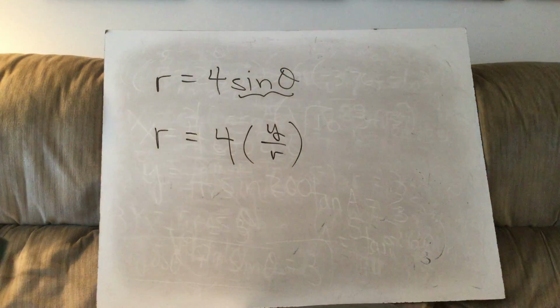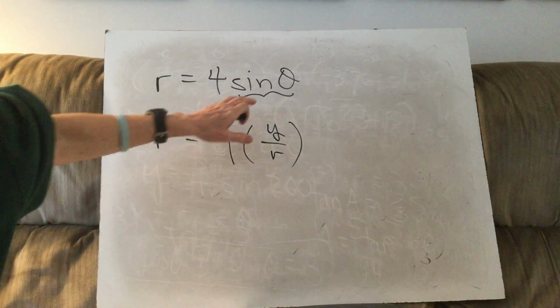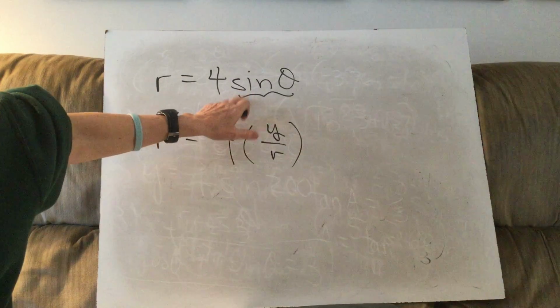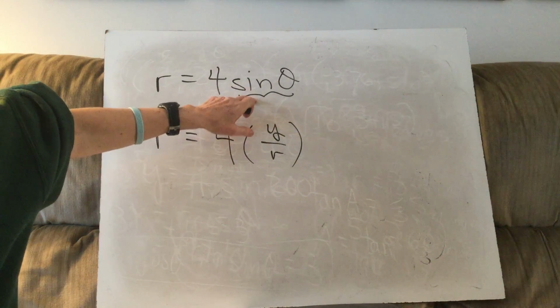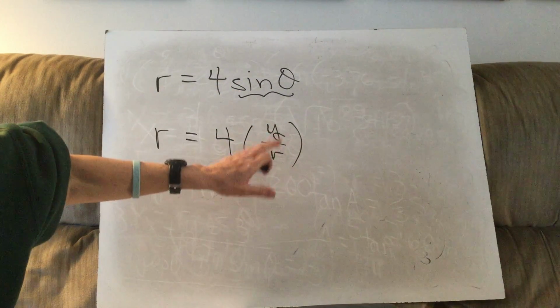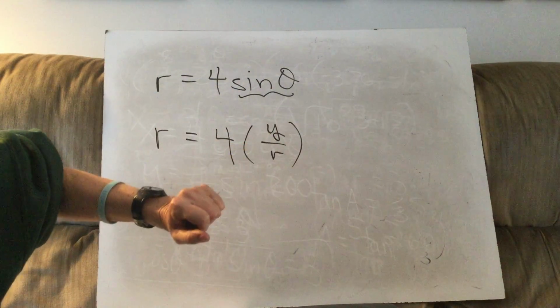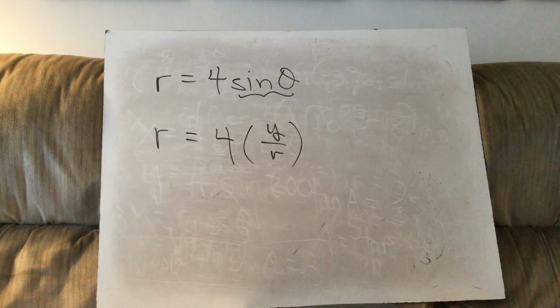If you have forgotten your gold sheet definitions and you can't find your gold sheet, then you need to look them up in your textbook. You need to know the definitions of the functions, because the first step in this problem is going to be to change the function into its fraction form. So if it were cosine, it would be x over r. If it were tangent, it would be y over x. You have to know those definitions.